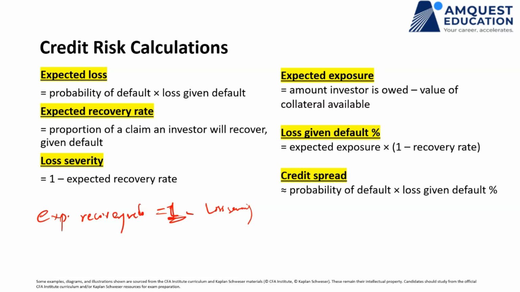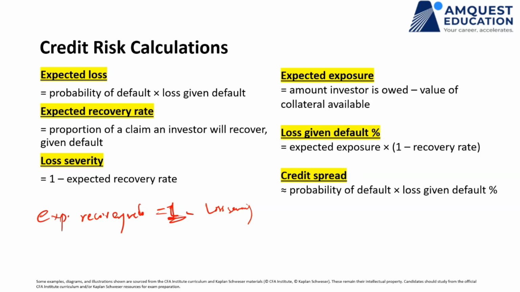Exposure amount is the amount the investor is owed minus the value of the collateral available. There's a possibility your collateral value is very high. You've taken a loan of 100 crore, but your value of the collateral is 120 crore. In that case, the exposure for the lender is zero, because he has such a big collateral that he can sell the collateral and recover all the money.